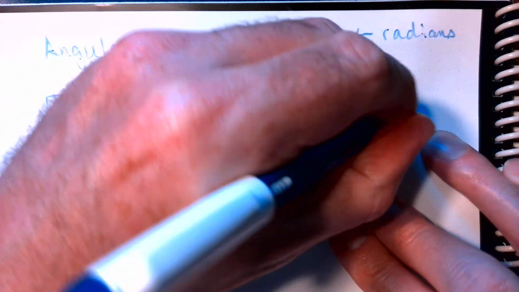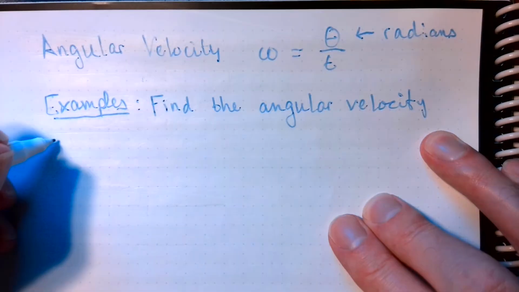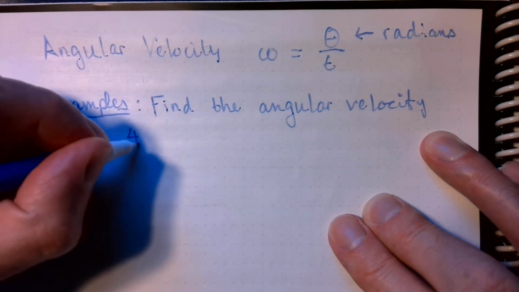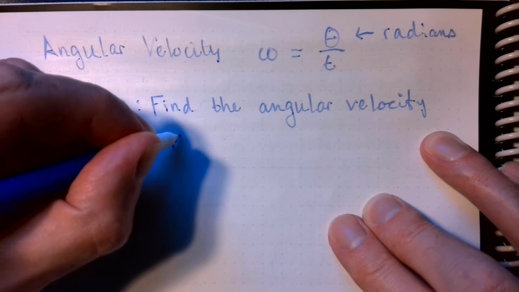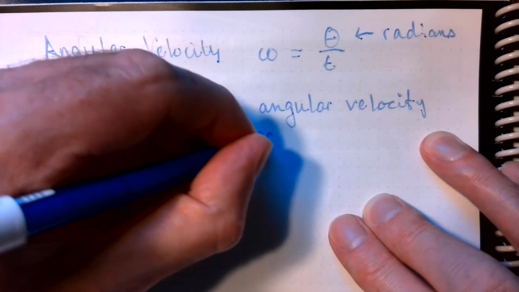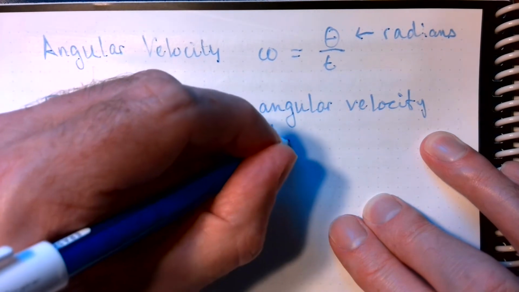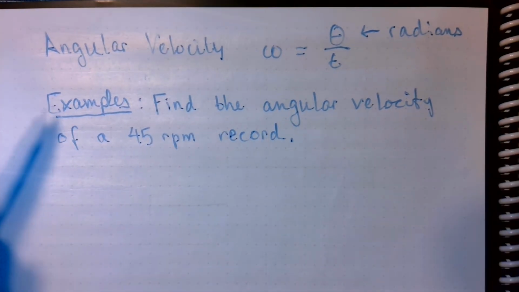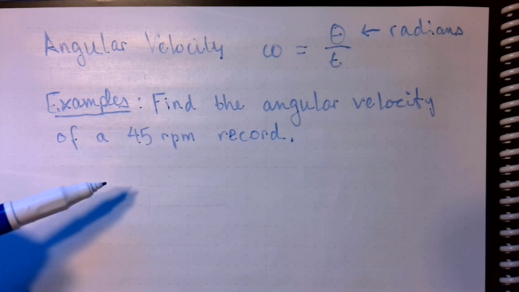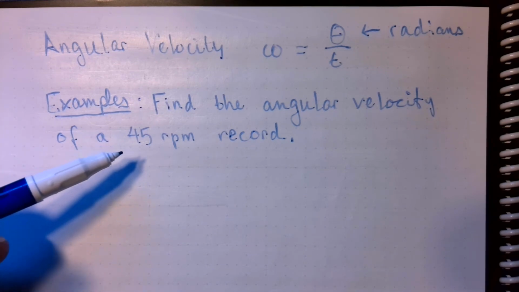Find the angular velocity of a 45 RPM record. Okay, so these have kind of become a niche thing nowadays. Vinyl records are making a comeback.